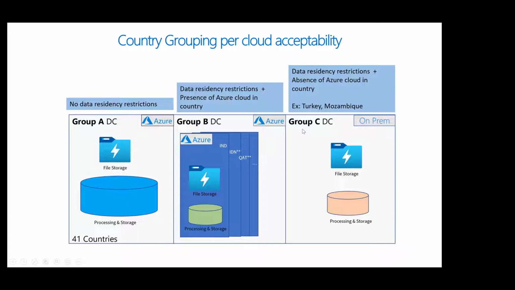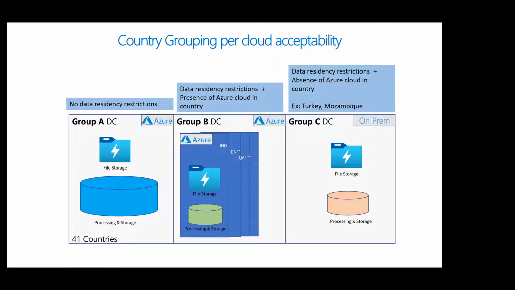Then Group C are the countries that have data residency restriction, which means they can't send their data out of the country, and unfortunately there may not be an Azure cloud data center in that country, for example Turkey or Mozambique. So they will have to continue to be on-prem until they are okay to send the data to either Group A or Group B countries. This is the high-level grouping. With this, you see there are different storages and processing units, which can be discussed further during the course.